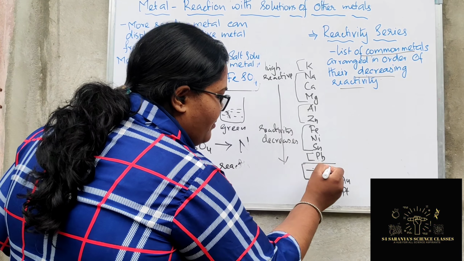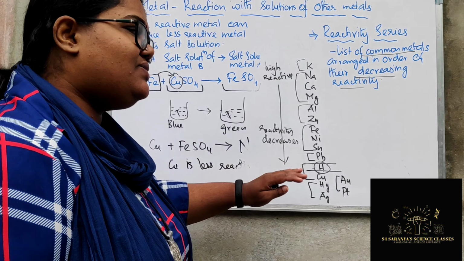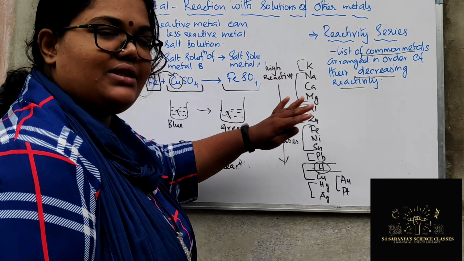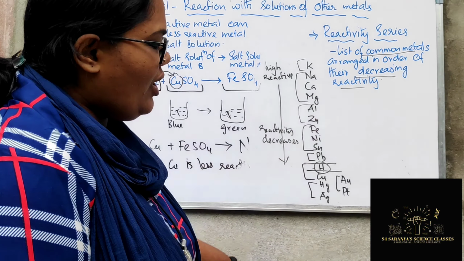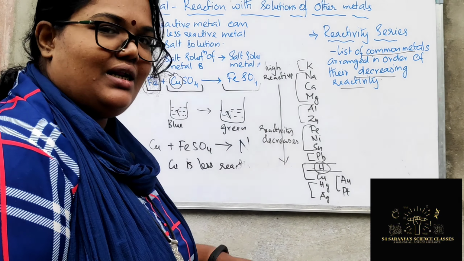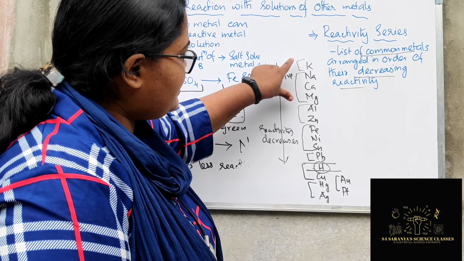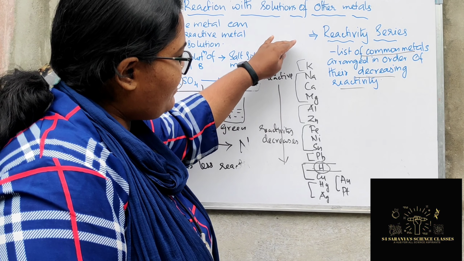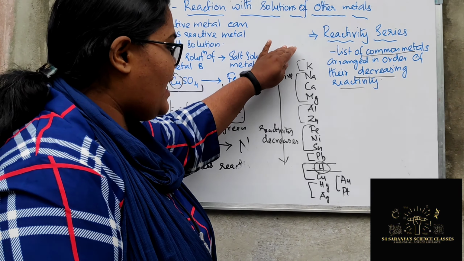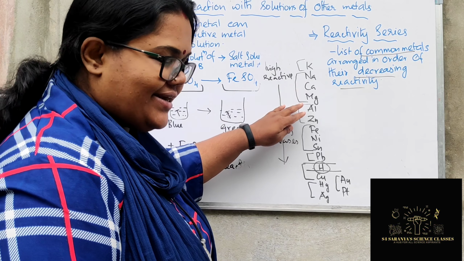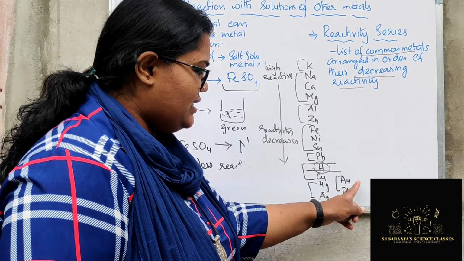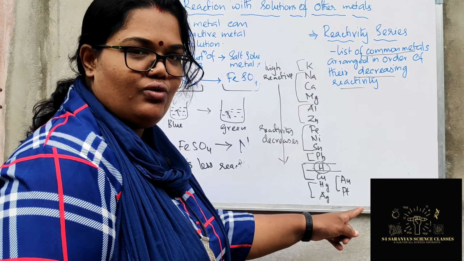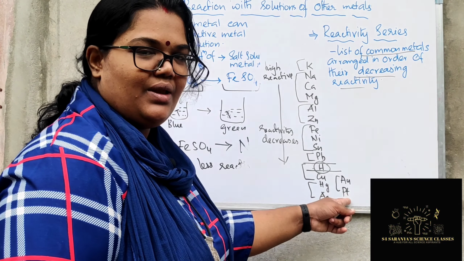Here you can see a non-metal is there, hydrogen. It's for the separation. Above hydrogen they are highly reactive, more reactive, and below hydrogen the reactivity is very low. From the topmost they are highly reactive, then the reactivity decreases, and these are the least reactive. Last you can see Ag, Au, Pt: silver, gold and platinum.